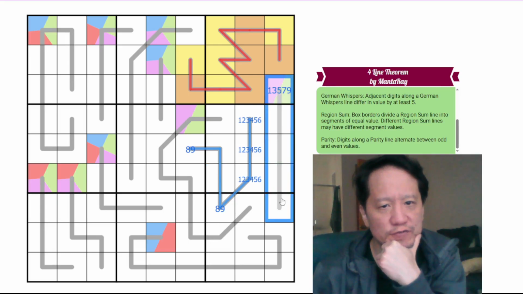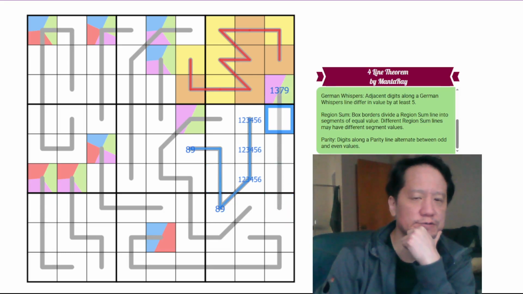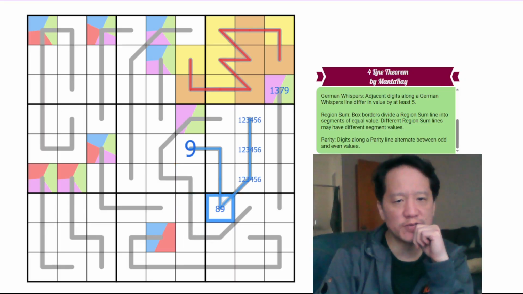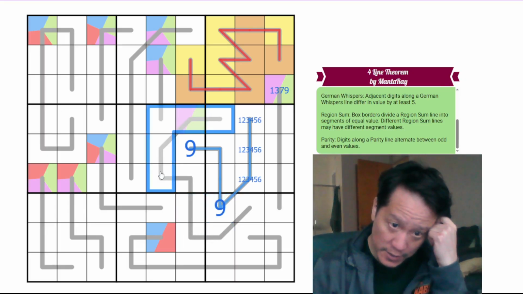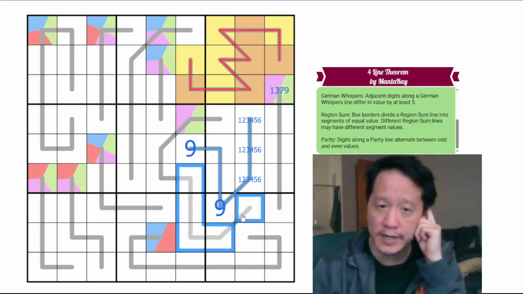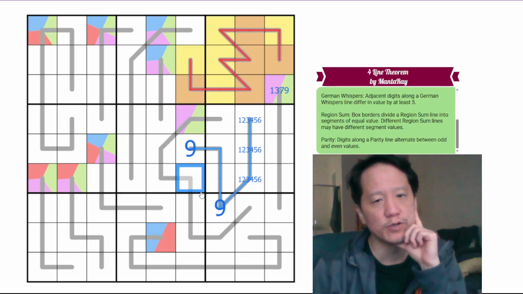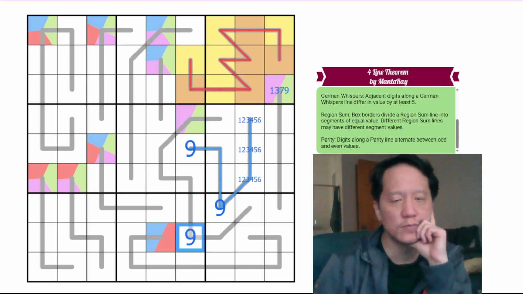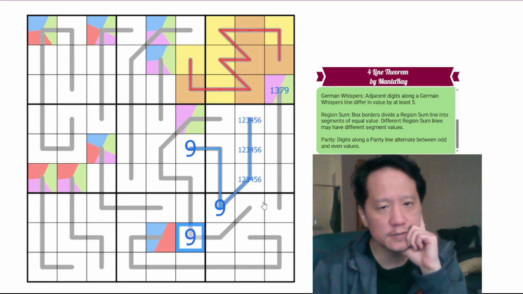So since this is Whisper 5, 5 cannot be on this. That would mean this has to be 9. We need a 9 on this Renban, right? Because it's 1, 2, 3, 4, 5, 6, 7, 8, 9 in length, and there are no repeats. This can't be 9. These can't be 9, so this must be 9 here. That's interesting.